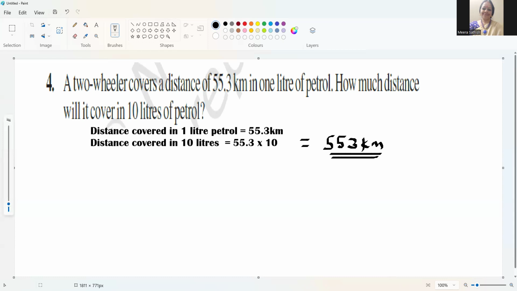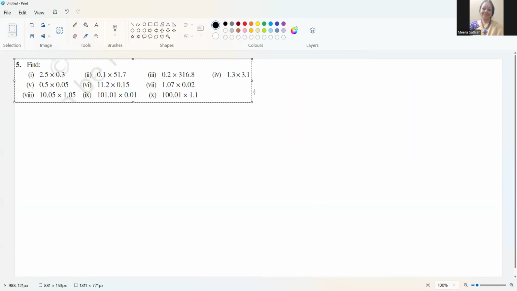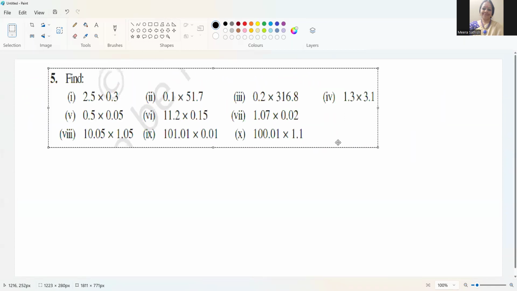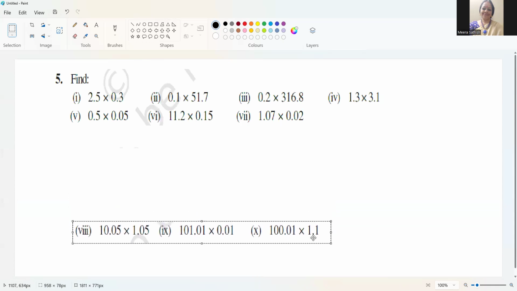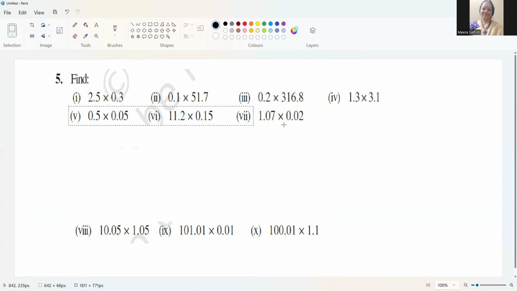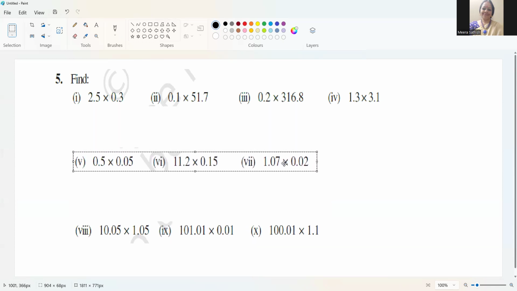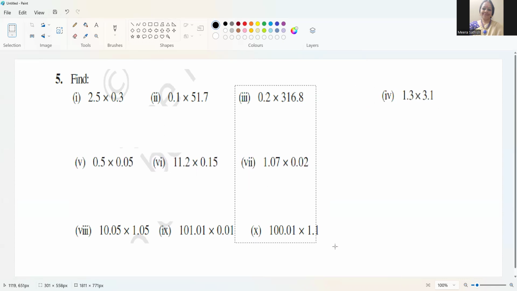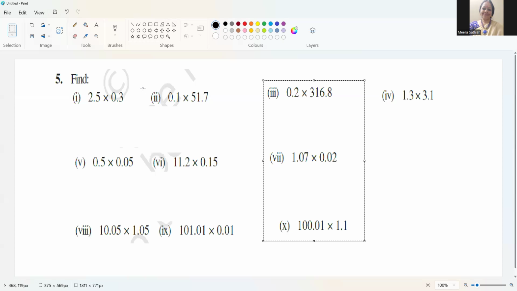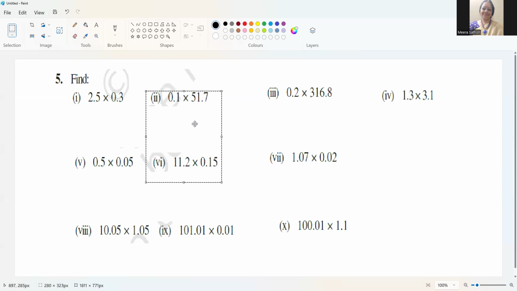Next one. That's the last of this exercise. Again, multiplication of decimals. Here the calculation is a little, okay, some questions are a little difficult. Okay, we will see. You must do the calculation as fast as possible.